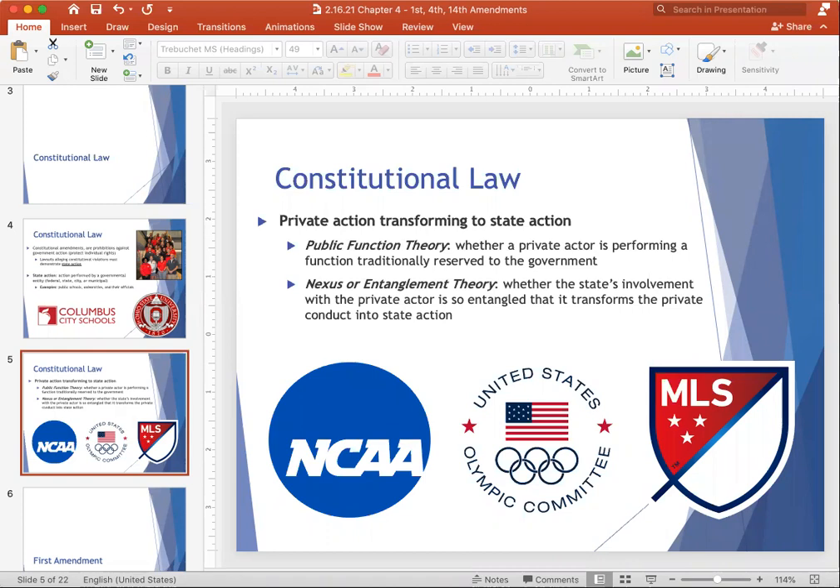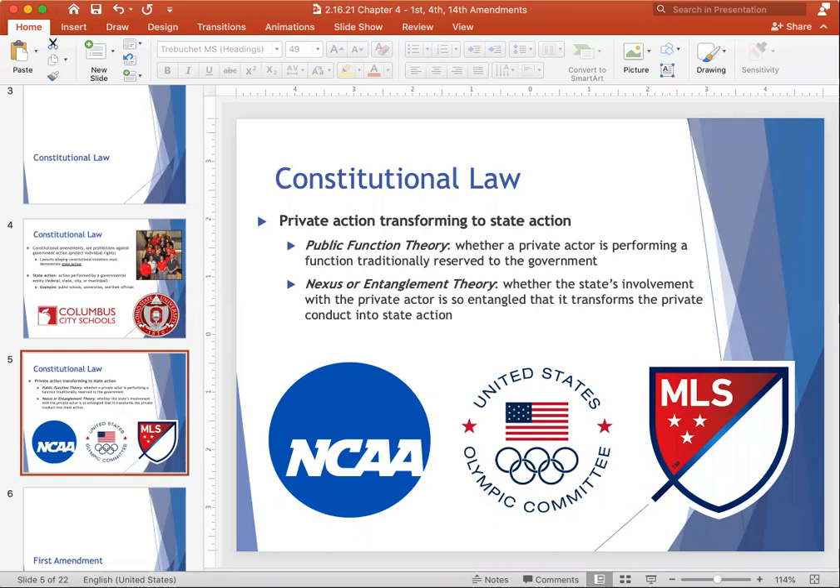The public function theory considers whether a private actor is performing a function that has been traditionally reserved to the government or is governmental in nature. So only the activities that are traditionally associated with the government and operated almost exclusively by the government would be deemed a public function and therefore subject to constitutional review.